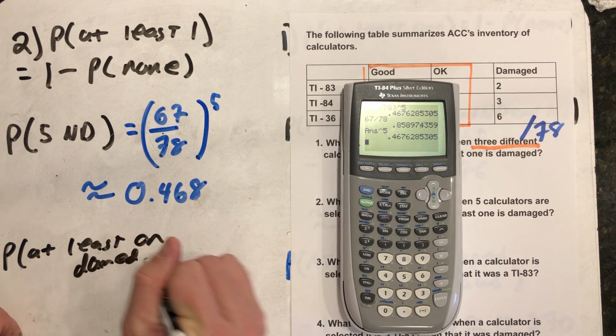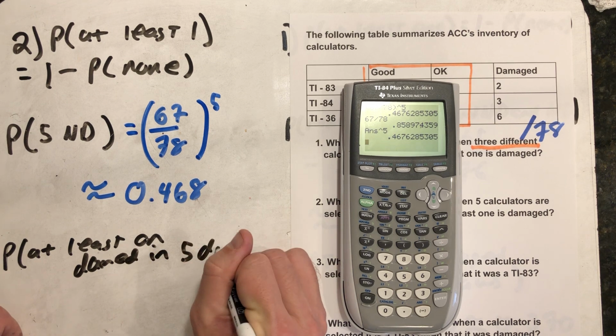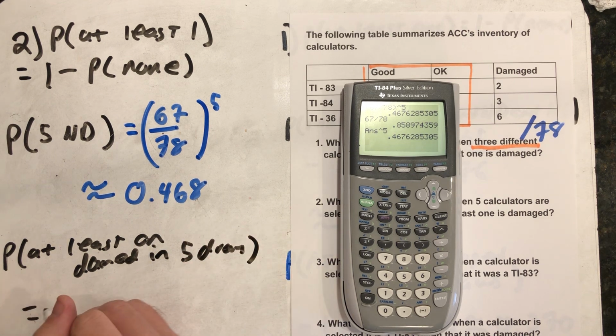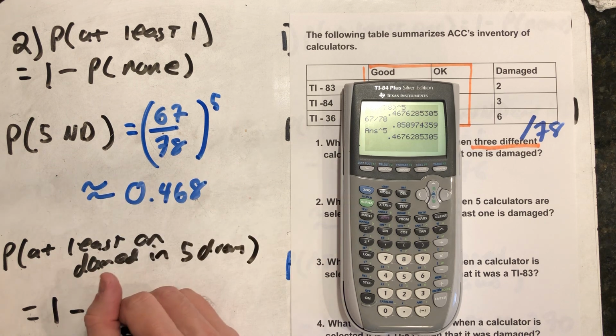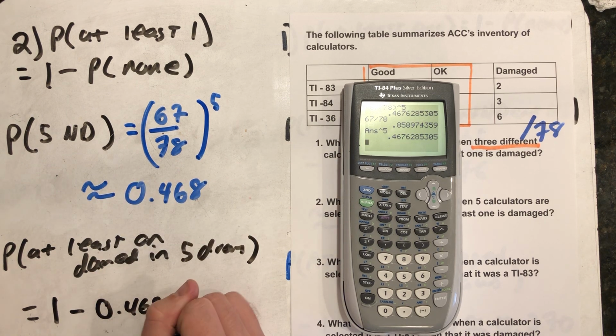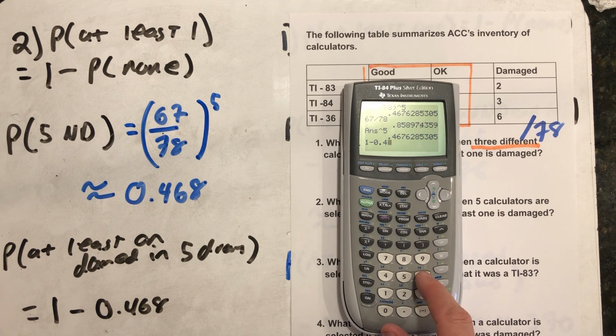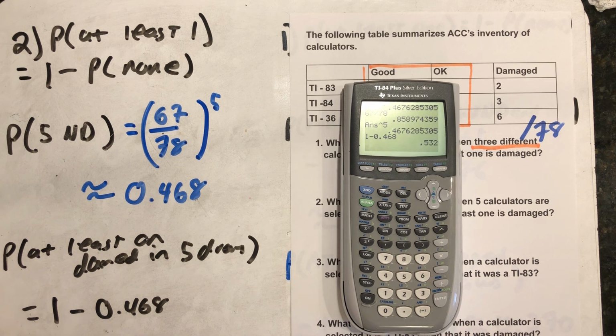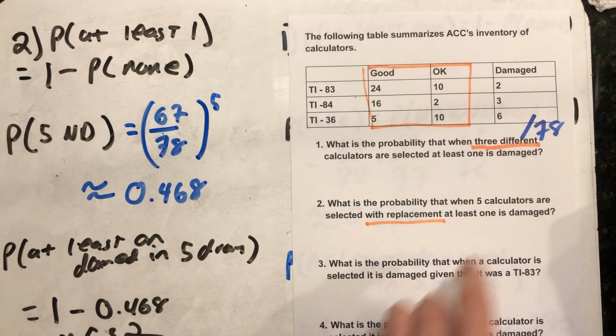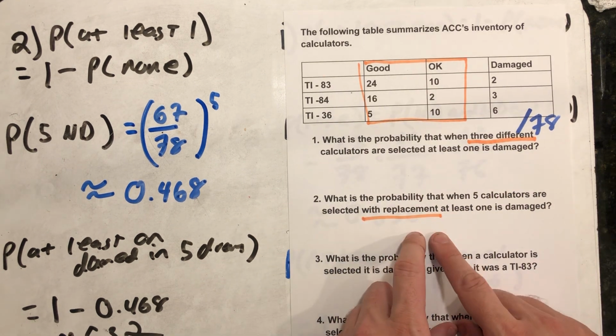damaged in 5 draws with replacement is 1 minus that value. So 1 minus 0.468 is going to give me 0.532. All right, so those are our 2 at least 1 examples. One done without replacement, one done with replacement.